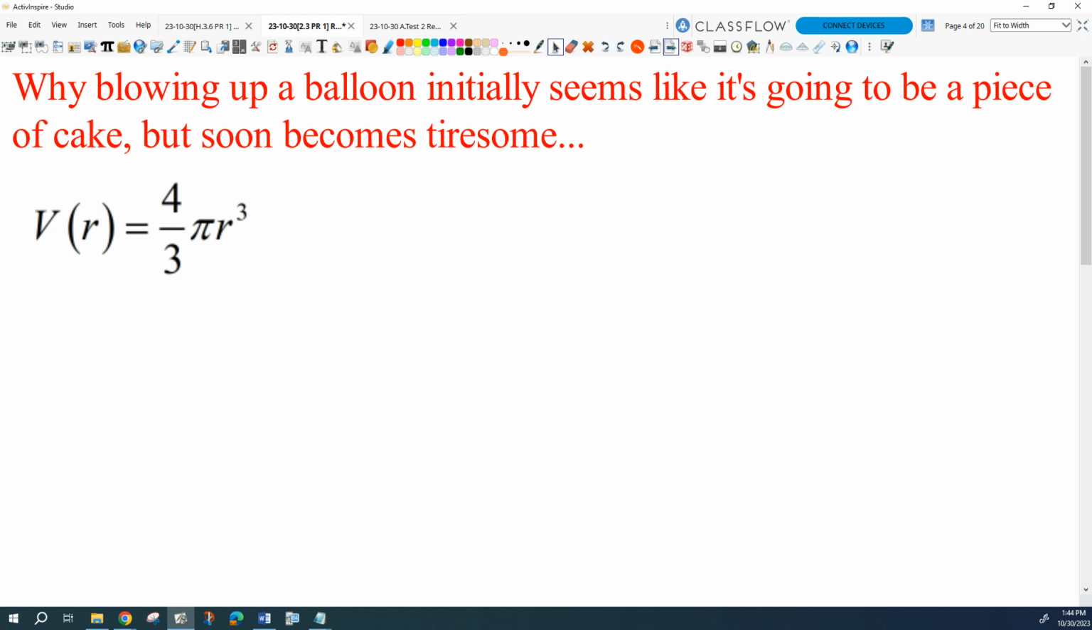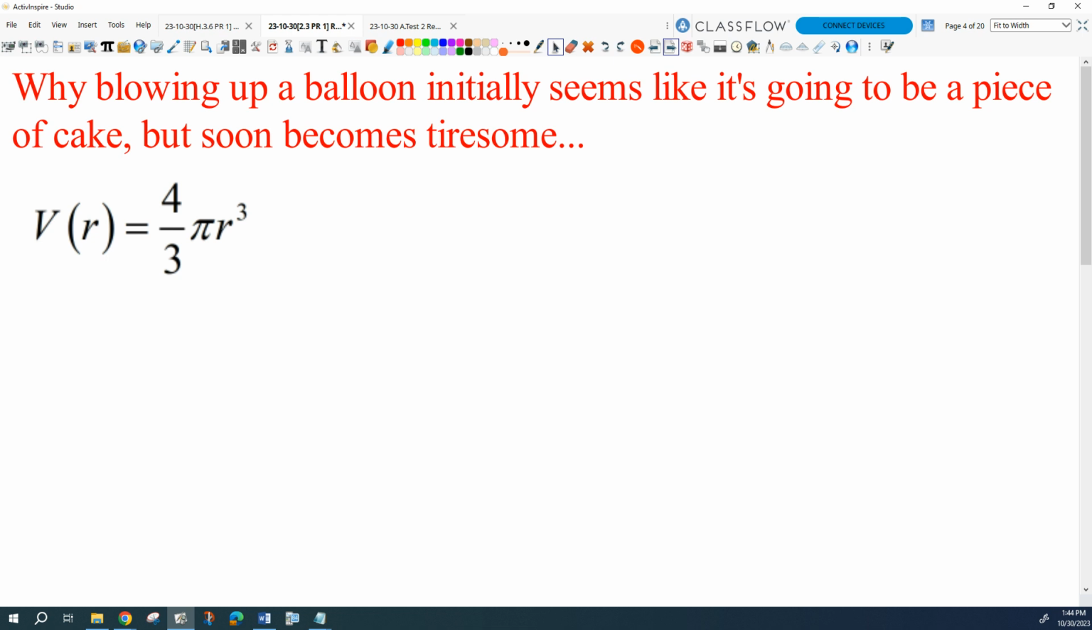But after a while, when the balloon's pretty big and you blow into the balloon, you don't even see the thing move, right? It hardly even increases. That's kind of a bummer when you get to that point. How come? What's going on? Okay, there's already so much air. That's what it has to do with the relationship between the volume and the radius, right?